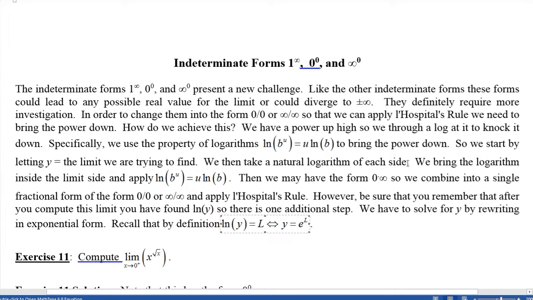So see if you can apply this outline of what I asked you to do up here. See if you can apply that to this function and work out the limit. After you've done your work, come back and check your answer with me here in just a few minutes. Press pause now.